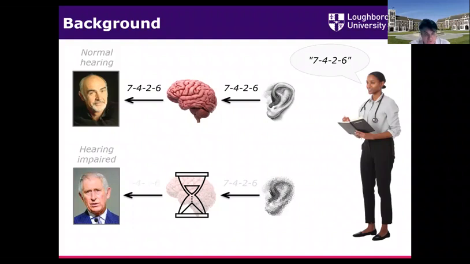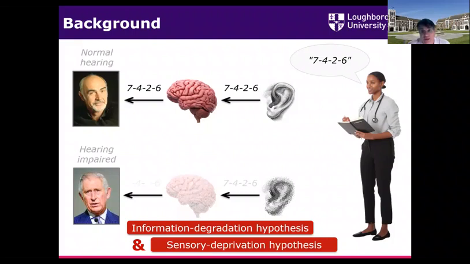And this is referred to as the sensory deprivation hypothesis. And so you can see that in older hearing impaired listeners, we actually have these two possibilities coexist. So it's hard to tell what actually happened to the hearing impaired listeners. Is their lower cognitive score due to information degradation or sensory deprivation, or the two?